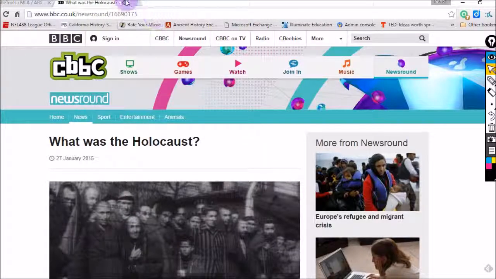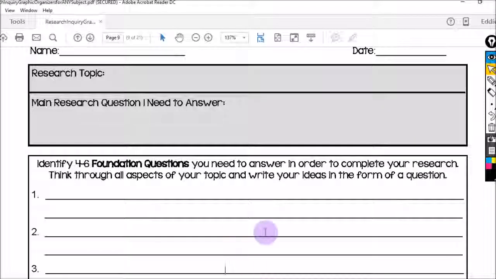All right, so that's basically how that's done. So make sure you fill in this paper forwards and backwards, with as many foundation questions as you can, and get to work on finding those answers.